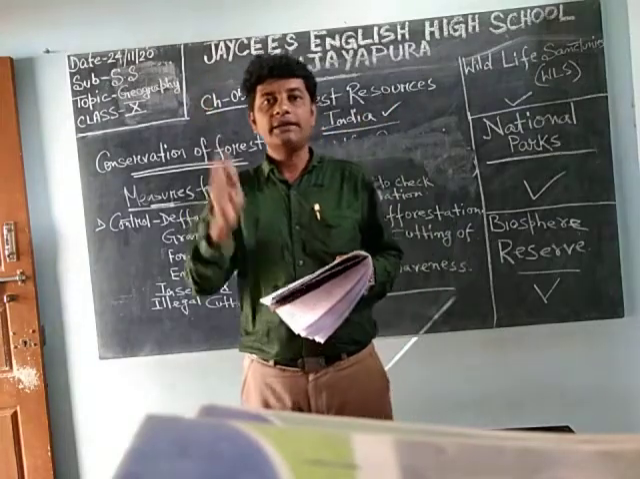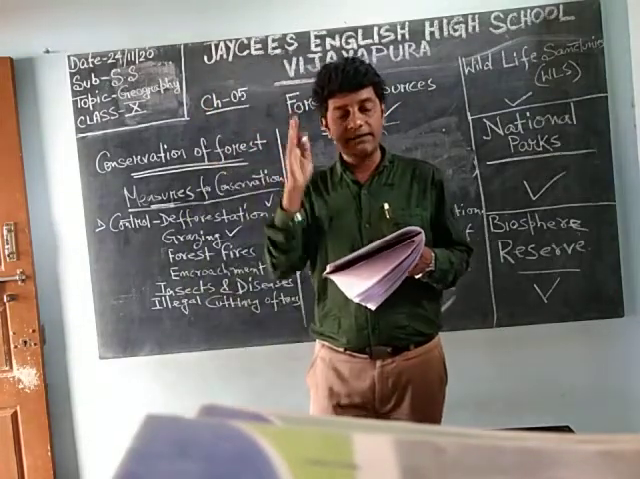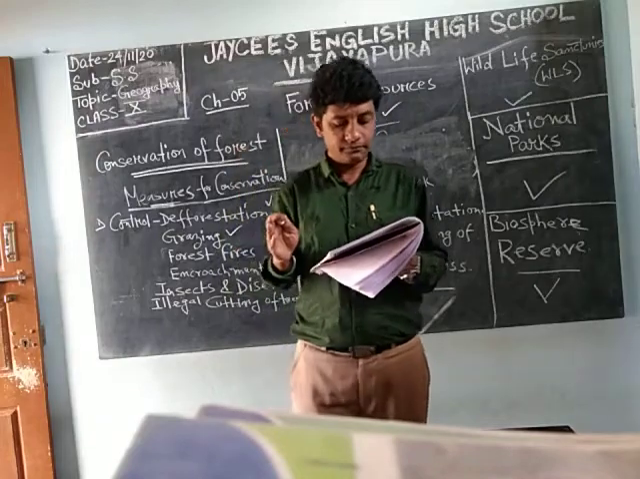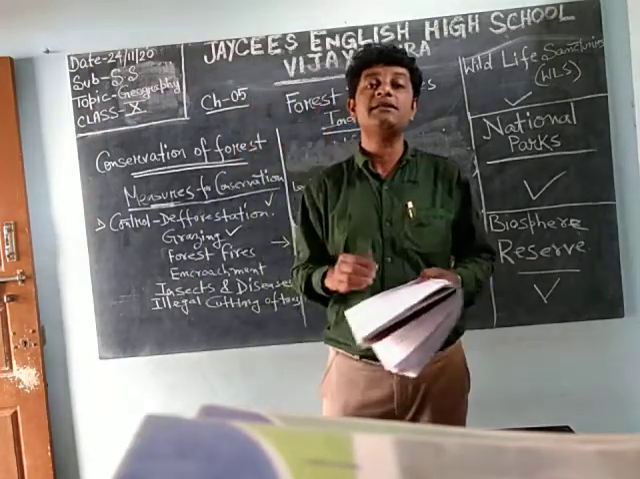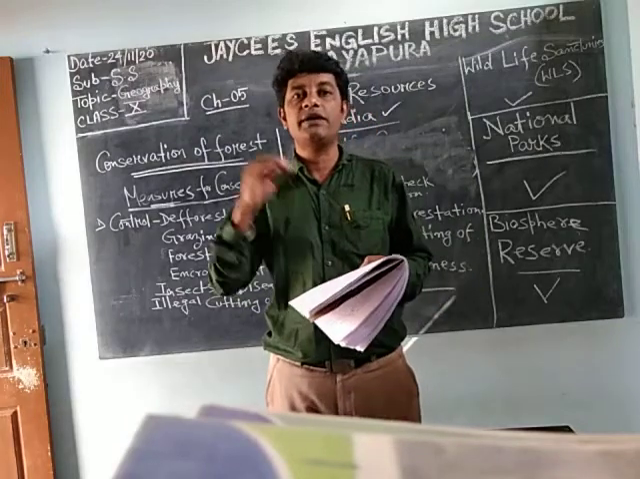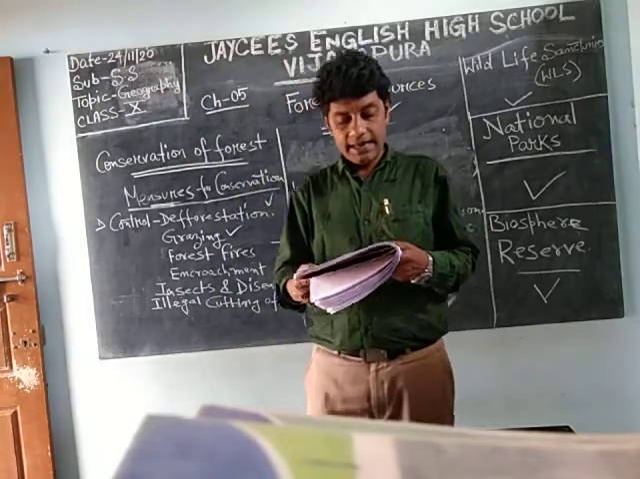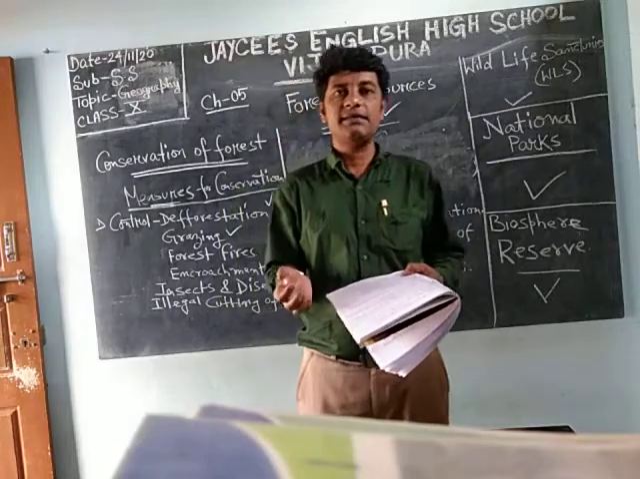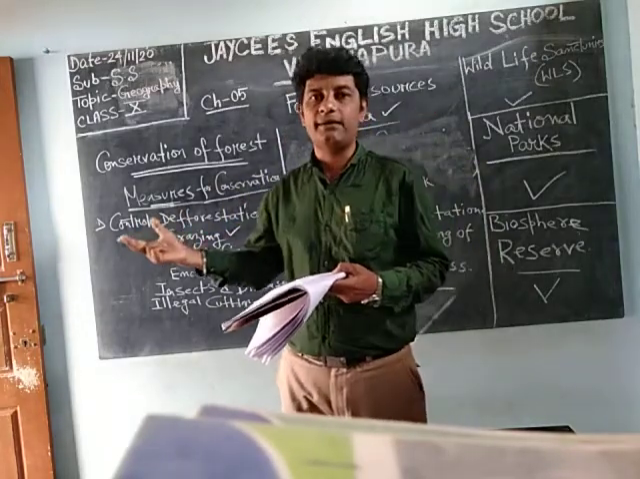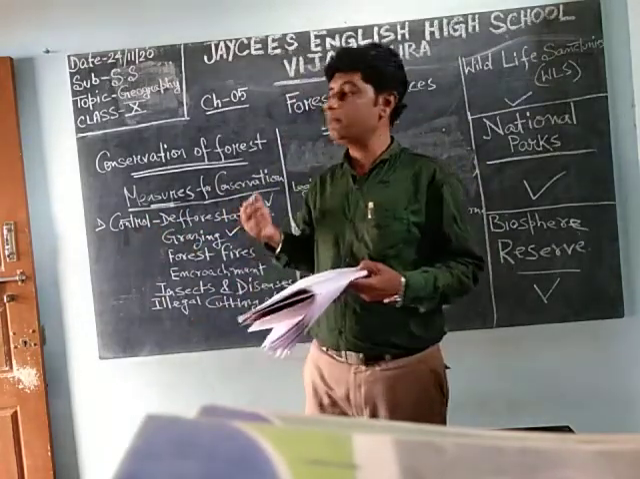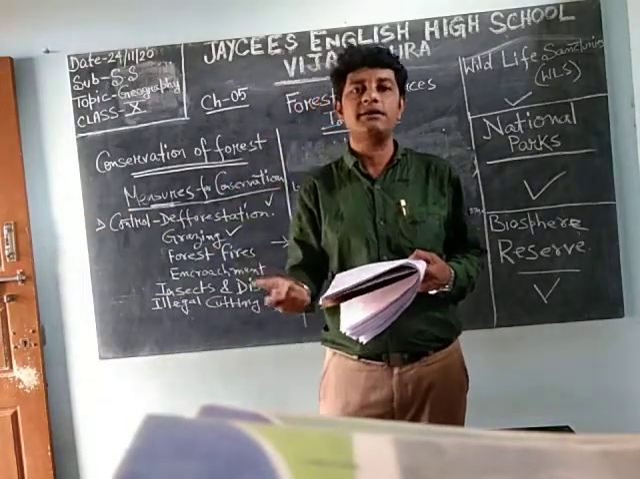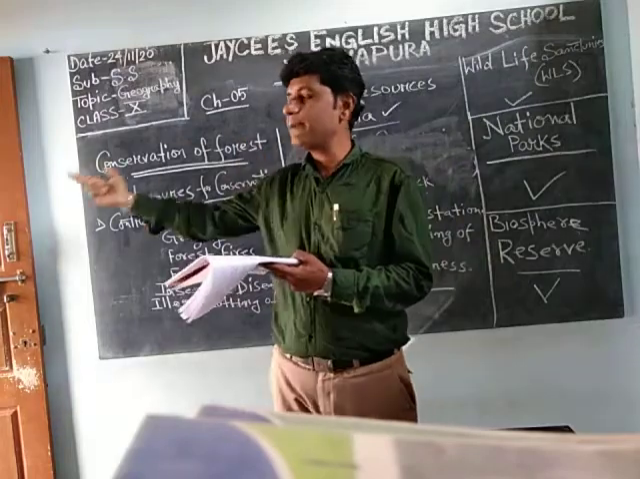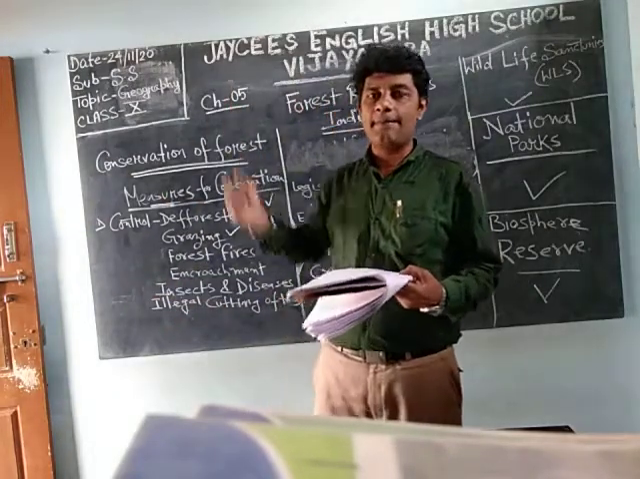Again it should go. That is the scientific knowledge that should be there. Legislation to check deforestation. Legislation means laws. Laws should be there so that we can prevent deforestation. Encourage afforestation. Suppose one plant died, immediately we should put another 2 plants so that we can save our forest.